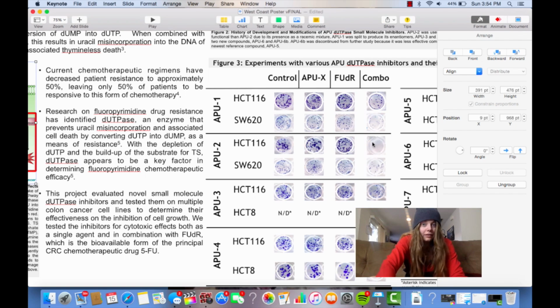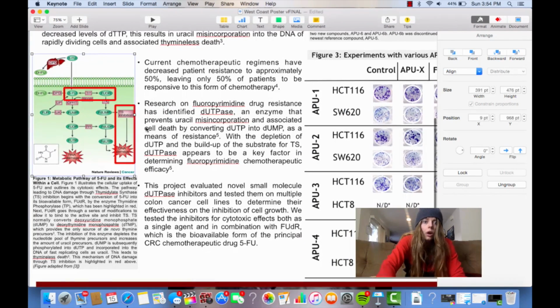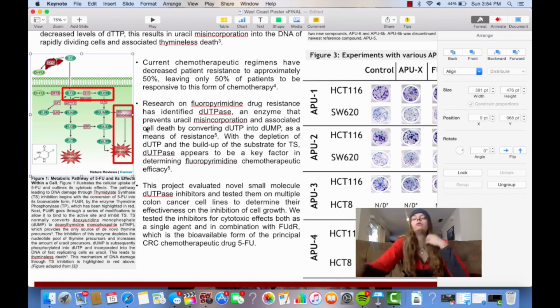You can see the small molecule inhibitor worked. It combined efforts with this medication to really wipe out the cancer cells. So this research project was actually a success, which was really, really exciting. It was a very exciting project. Right here, you can go ahead and read this.